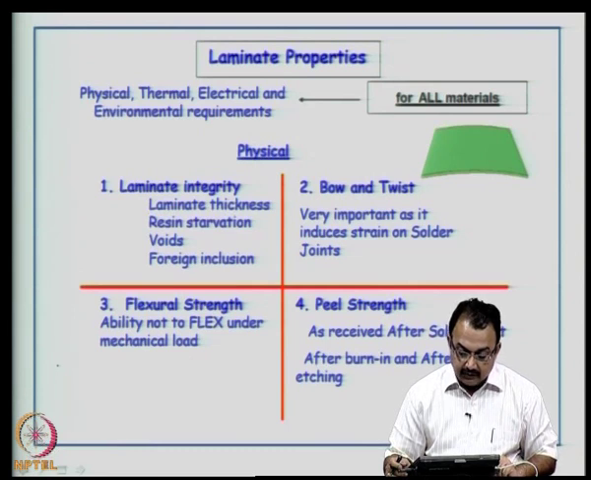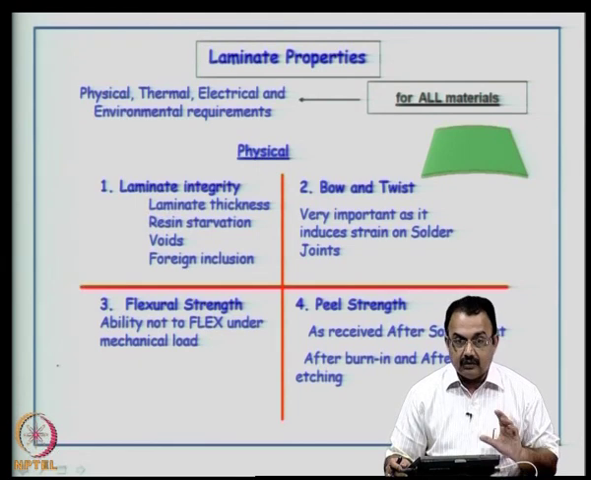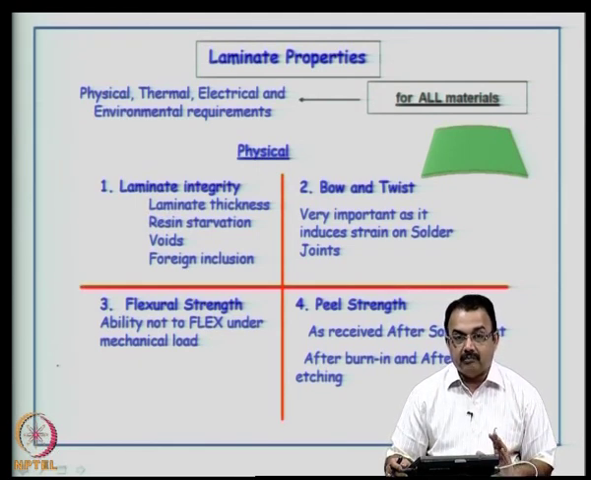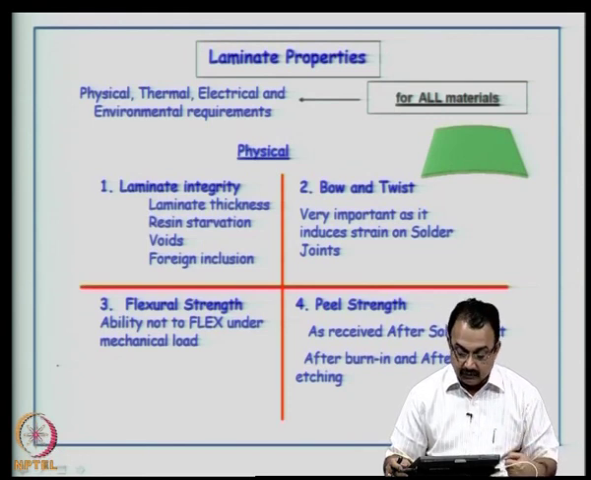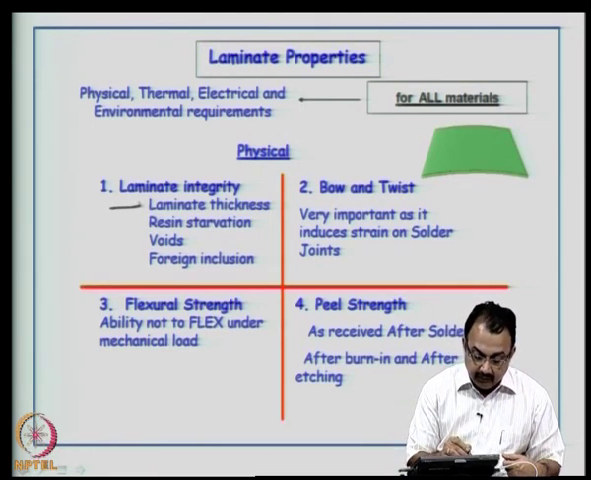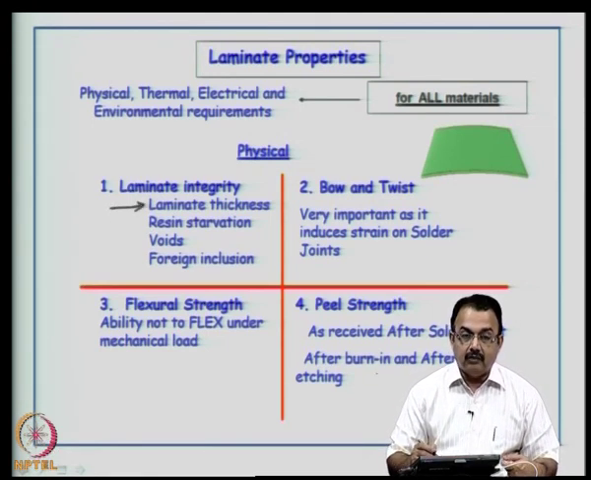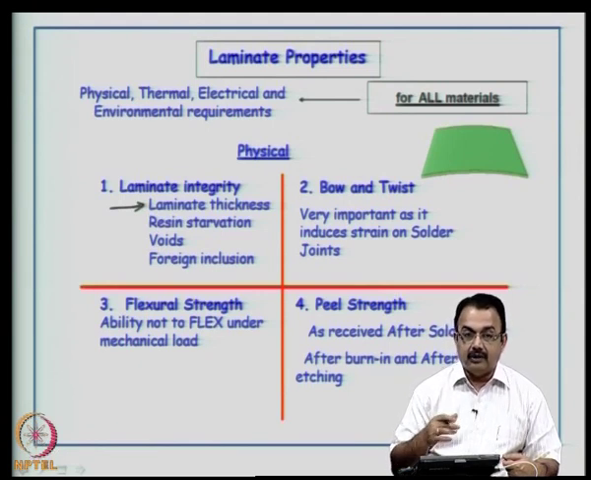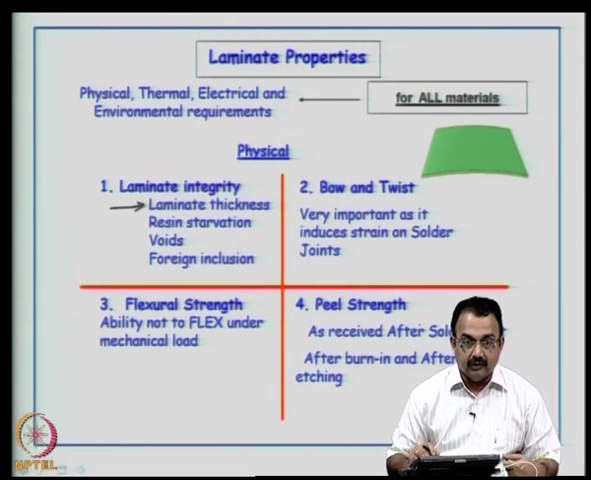Now, physical properties, laminate integrity. So, these are the properties that a manufacturer will check and pass it on to the consumer, end consumer. Laminate integrity, what does it mean? So, we are worried about the laminate thickness. If you say it is 1.6 mm, there will be a tolerance, but the dimensions have to be maintained.